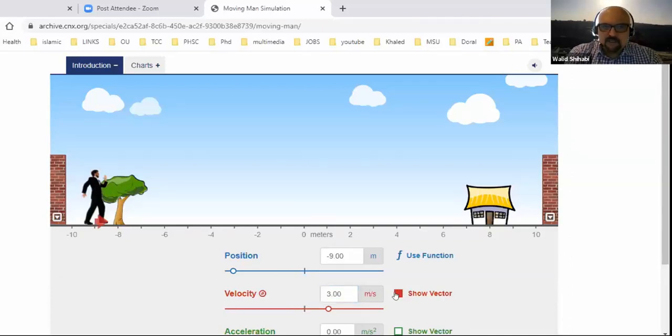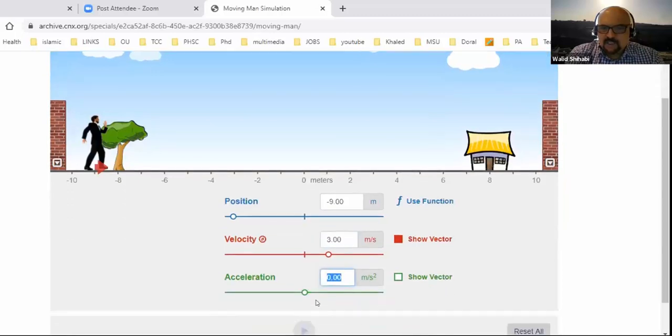Let's say positive 3 meters per second, meaning he's moving to the right. Okay, and you can show the vector if you want. When you set positive, you can see the vector is to the right. If I change it to -3, you can see now the vector is to the left. So positive and negative are just directions. Okay, so let me just keep it positive here, +3. And let's say the acceleration, I'm going to set the acceleration at -0.5 meters per second squared. And let's look at the direction here.